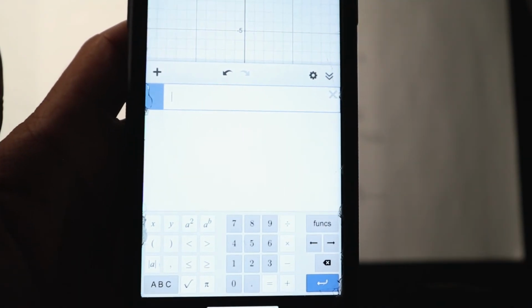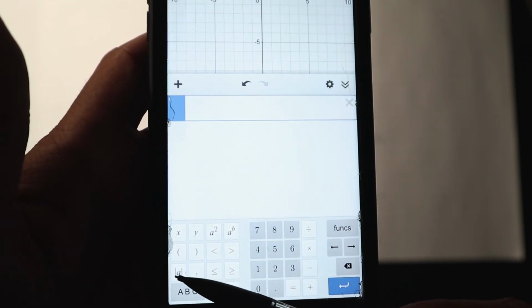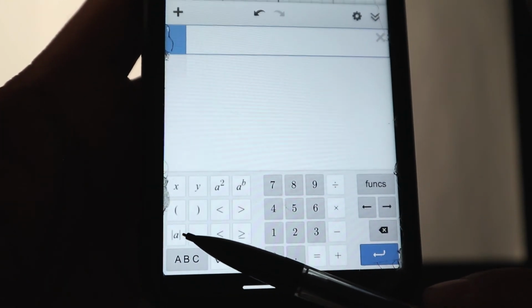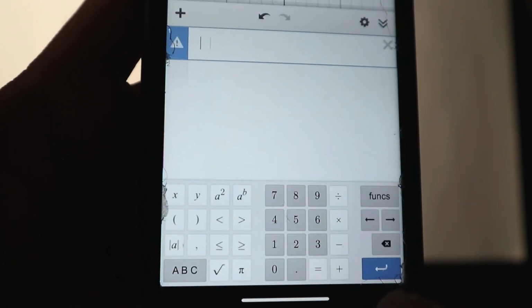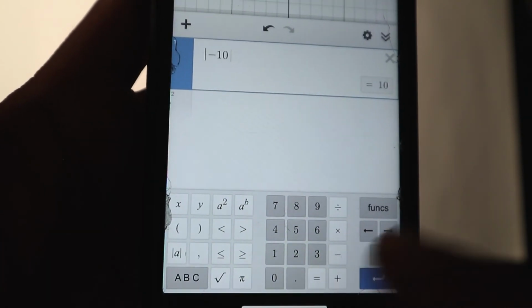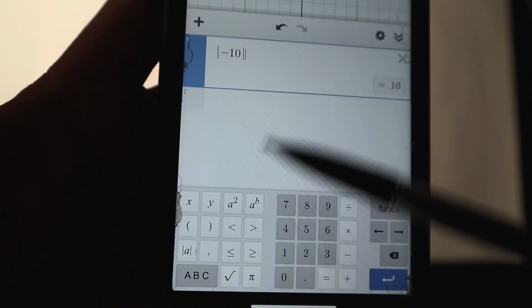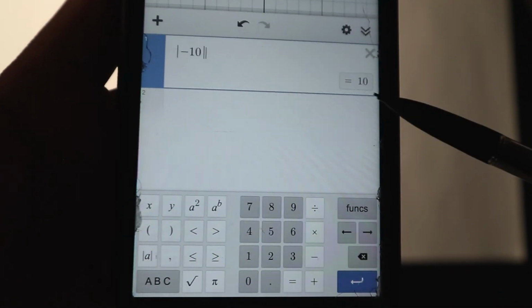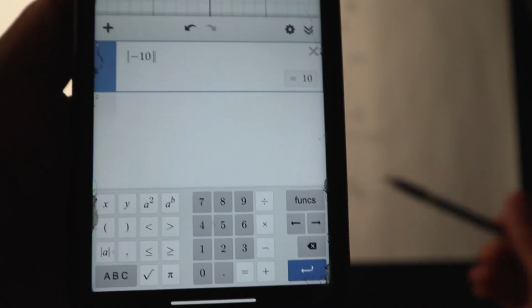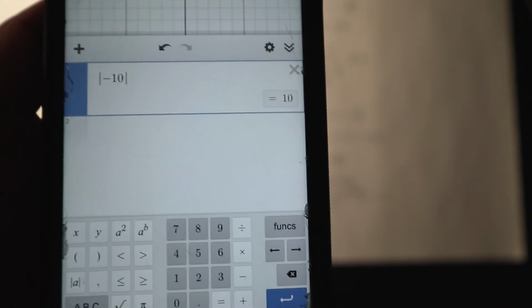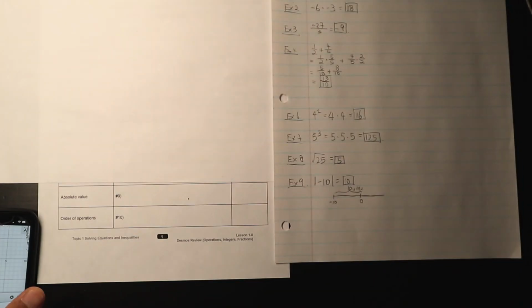Now, in case you forgot, we could always use our calculator. You see this little absolute value sign right there with an A. You're going to press that first, and you put negative 10, and then press it again to close the absolute value sign. You see that the answer is positive 10 as well. Positive 10.